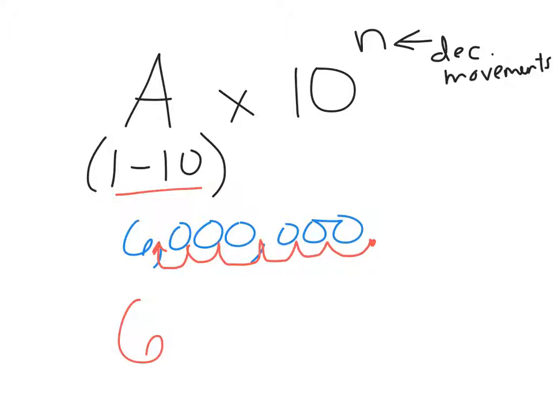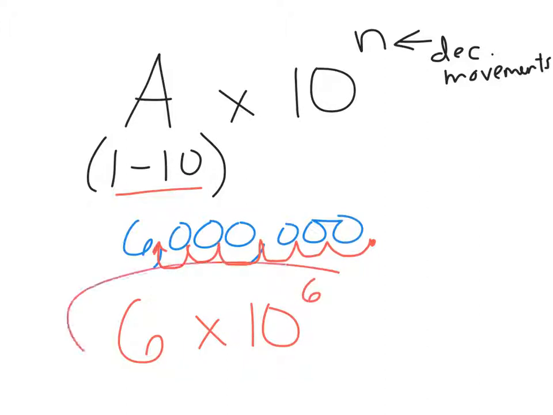Had I gone too many, if I accidentally moved it one more time, 7 times, that would make it 0.6. And that's obviously not between 1 and 10. That's too small. So I want to make sure I get it to where it's just between 1 and 10. So writing this in scientific notation, I'm going to write it as 6 times 10 to the power of, well, since I moved it 6 times to get there, to the power of 6.